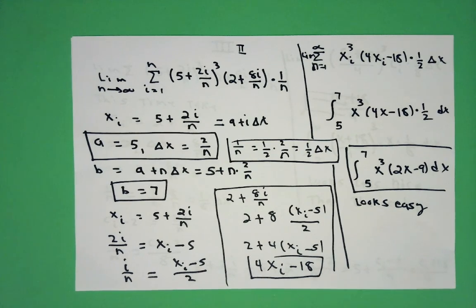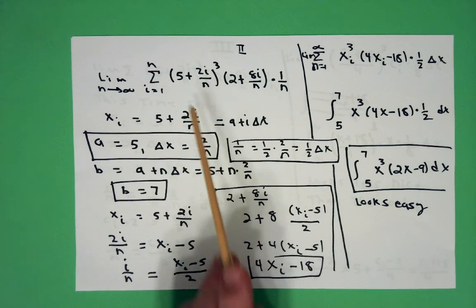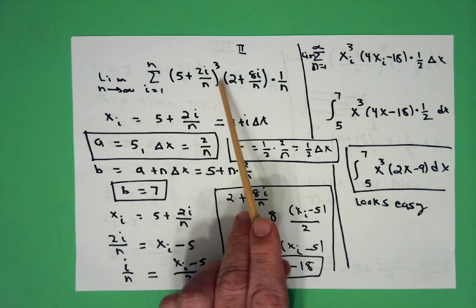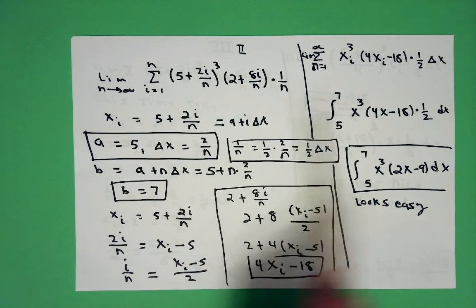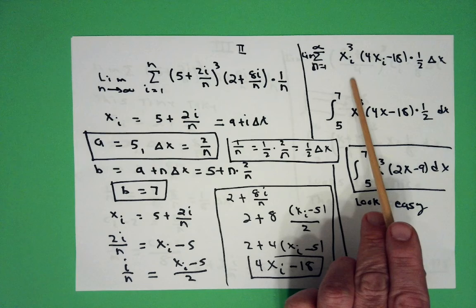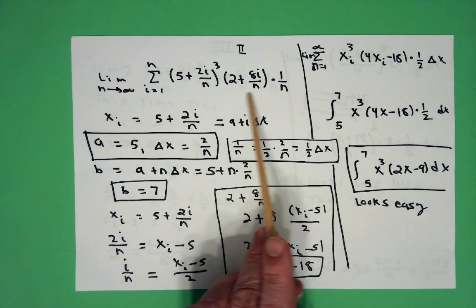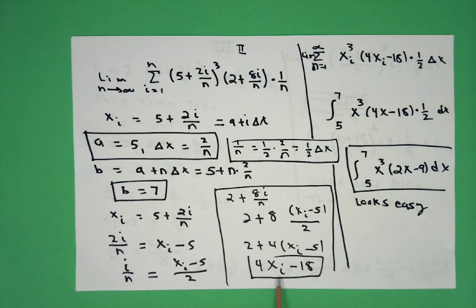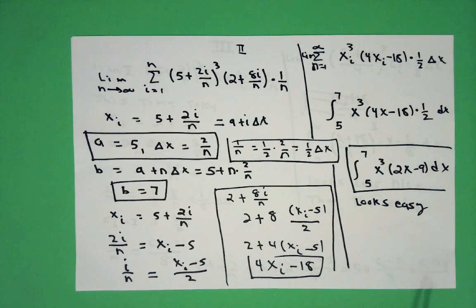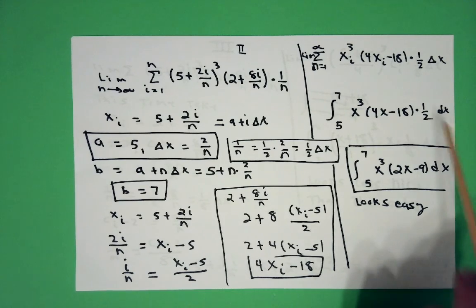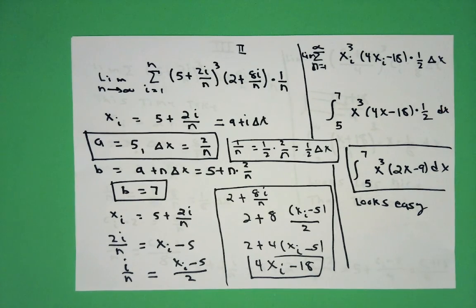We now know all of the pieces that we need. I'm taking the limit of the sum of this number to the third power. That number was what I was calling x sub i. I'll have a factor of x sub i cubed. This factor is equal to 4 times x sub i minus 18, so write that in. And 1 over n was 1/2 of delta x. I now have my sum written in a format that I can identify as an integral.